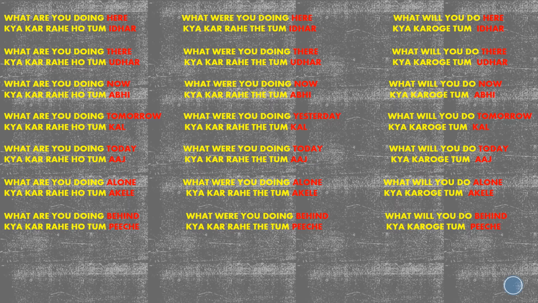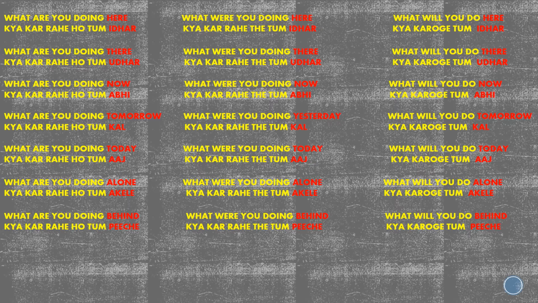Anyways, we'll go to the next row. What are you doing today? क्या कर रहे हो तुम आज. आज. What were you doing today? क्या कर रहे थे तुम आज. What will you do today? क्या करोगे तुम आज. What are you doing alone?